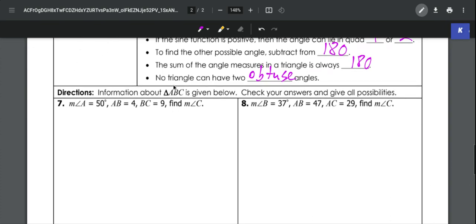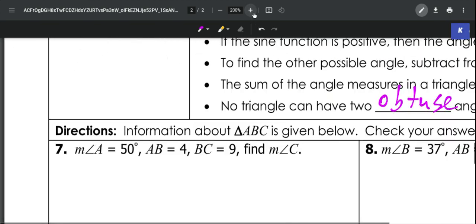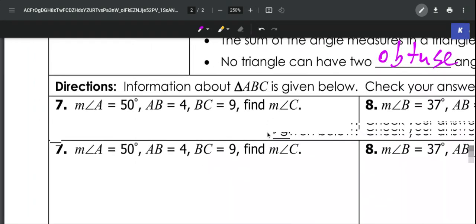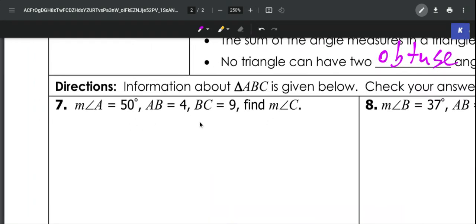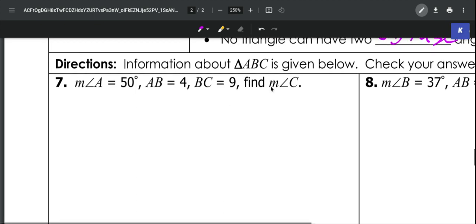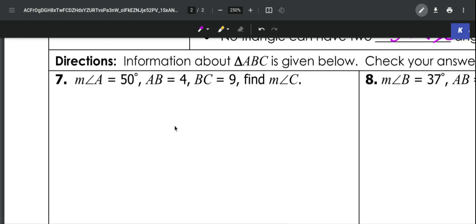So let's look at number 7. Now on these, I wish they set it up with a triangle already. But on each of these, you're going to have to draw yourself a triangle. And I do it the same way every single time. So you could do that if you wanted. I try to always make mine the exact same way, just because I don't like thinking about it.